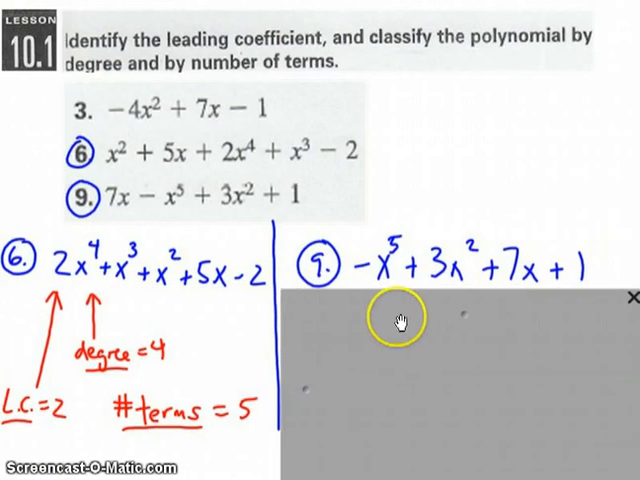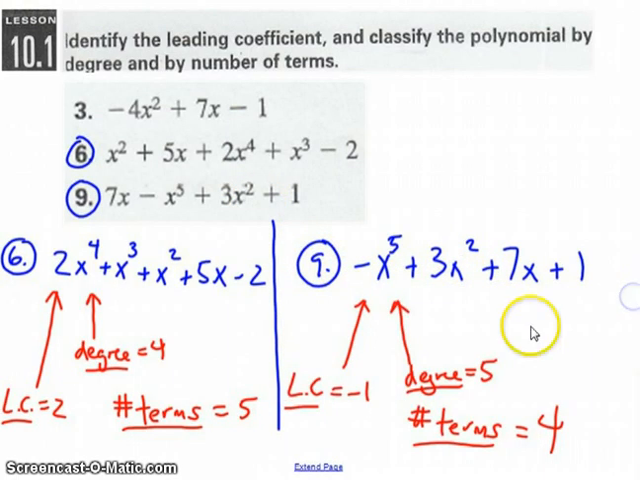Like before, I've rewritten it here in standard form. I read across from left to right. I saw that 5 was my largest exponent, so I put that negative x to the 5th out front. And the next highest exponent was 2, so I put 3x squared next. And then, looking over these, if that exponent that's largest is 5, then the degree is 5.